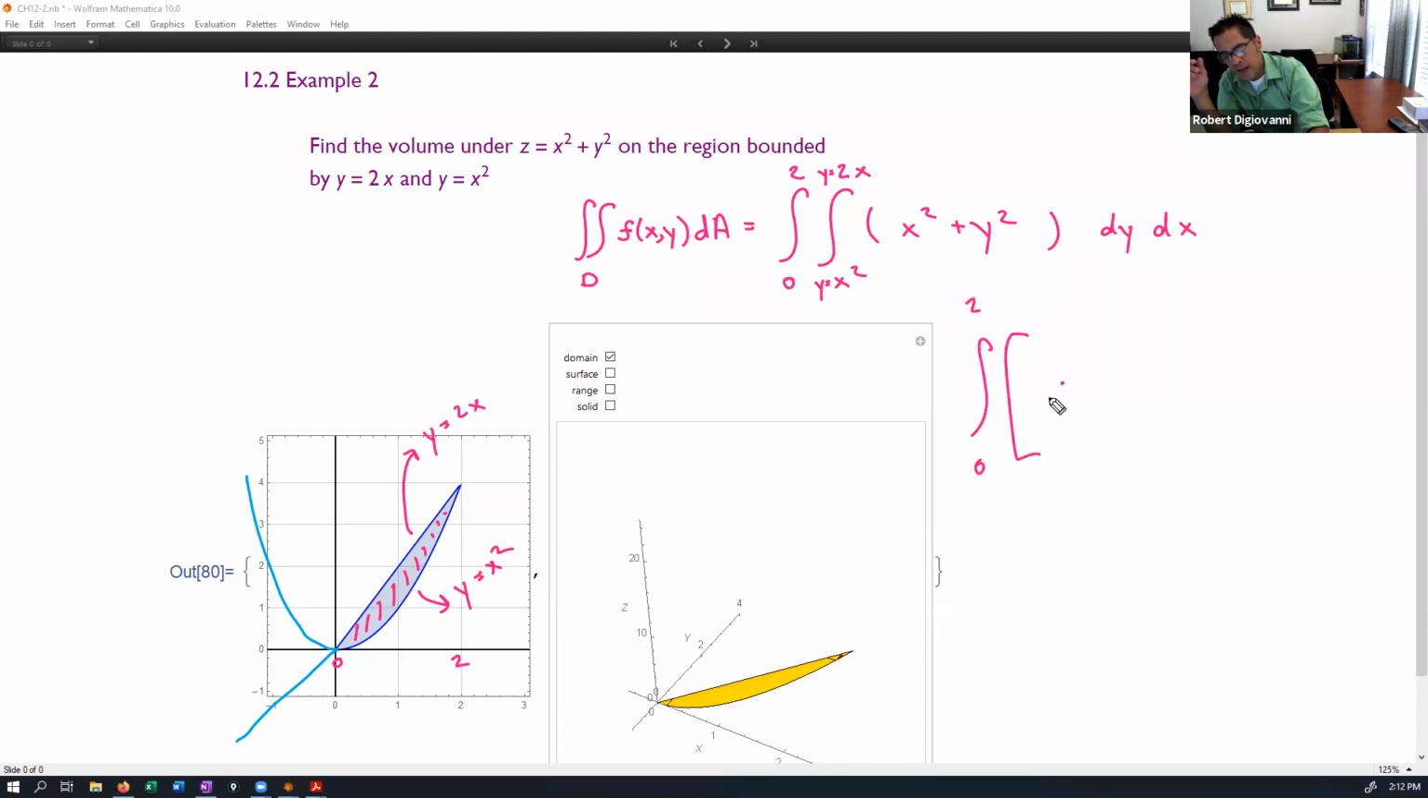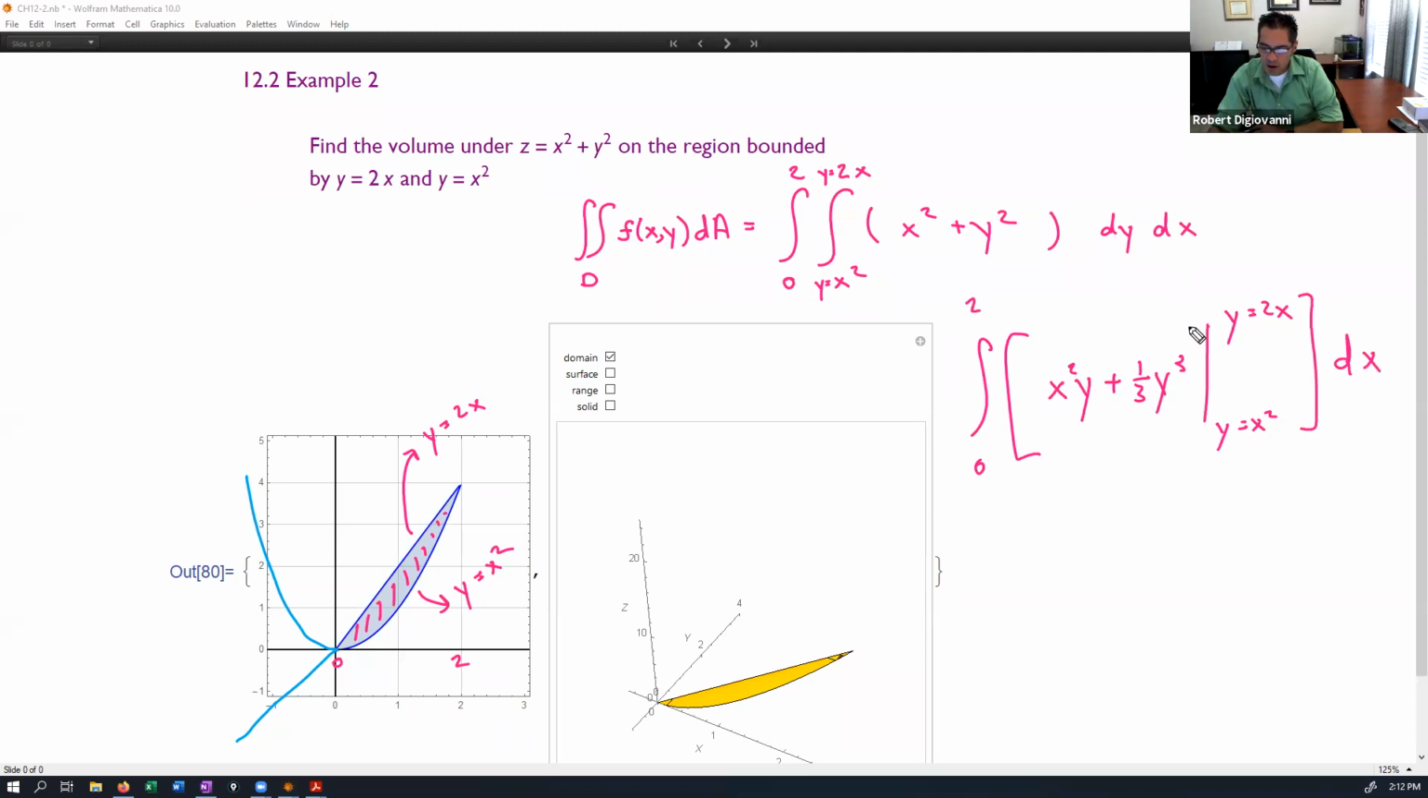The next step would be the actual antiderivative of this with respect to y. And then we would replace y with x squared, and y with 2x. After we do all that, 2x goes in here for y, and then minus x squared in here for y. Clean all that up and then integrate that with respect to x, and then go 0 to 2, right?